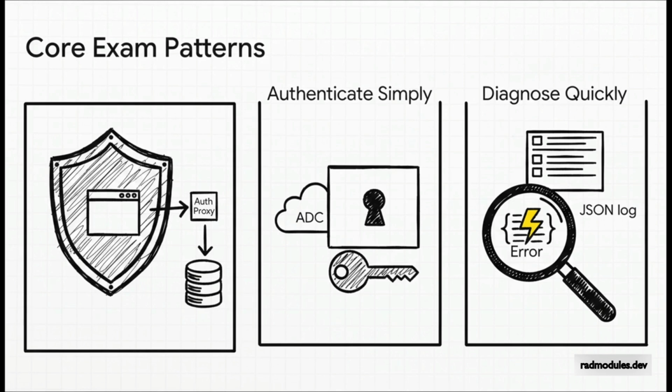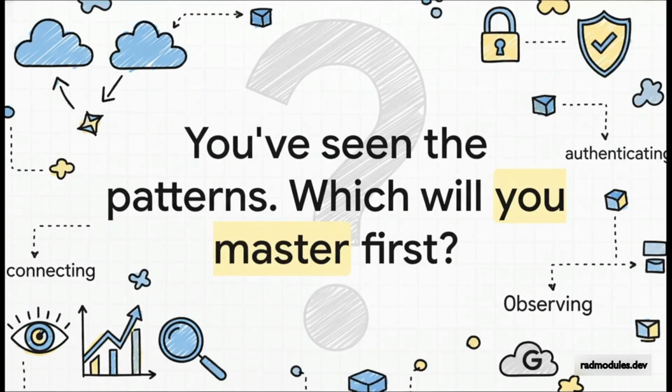For authentication, let the environment handle it for you with ADC. And for diagnostics, make your data structured so you can query it. These aren't just tools. They are the modern way to build professional, secure cloud apps. And that's our guide to crushing Section 4. Really, mastering these patterns, how you connect, authenticate, and observe your apps, isn't just about passing the exam. It's about how you become a developer who builds truly professional, robust, and maintainable applications on Google Cloud.